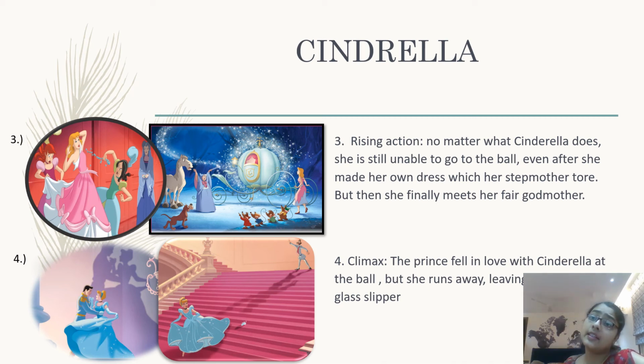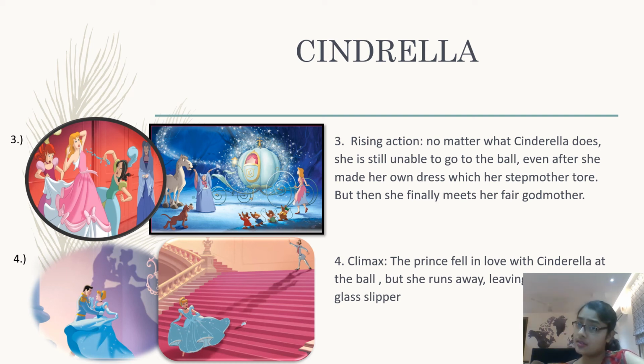But in the end, her stepsisters and stepmother just ruin her dress completely, and they tear it off, as we can see in the picture here. But then she meets her fairy godmother, who says that she will help her, and this fairy godmother provides her with these beautiful glass slippers and a carriage and a dress, and basically helps her to go to the ball. So this is the rising action.